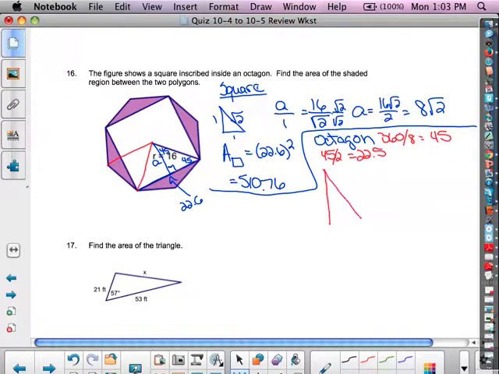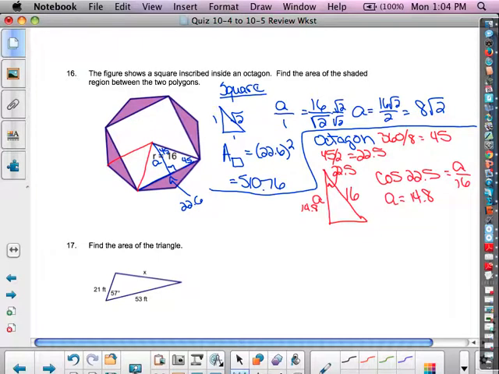So in this triangle, where the length of a side is, let's see, the radius is 16. I need the apothem. This angle measure will be 22.5. To find the apothem, I'll use cosine. So cosine of 22.5 is equal to A over 16. So A is equal to 14.8. So the apothem is 14.8.